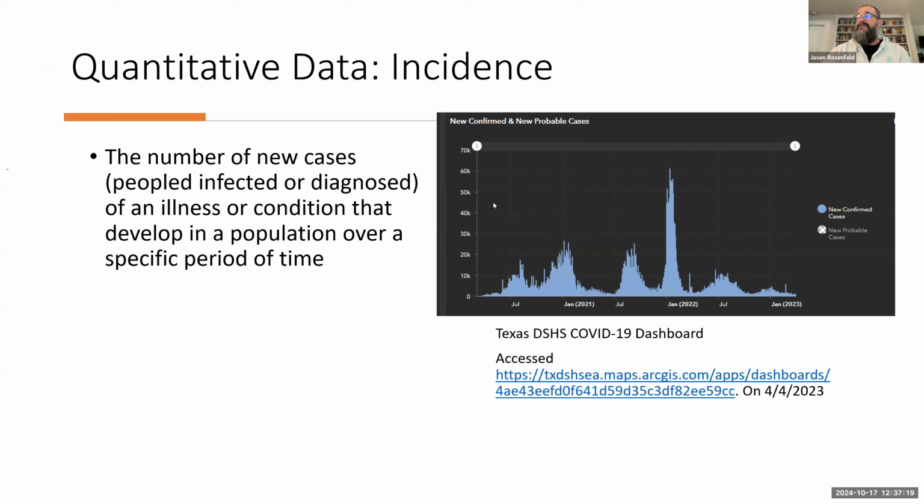So in the bar graph or in the line graph over here, this is the type of graph where you're going to see incidence. You can see COVID cases in the state of Texas from the very beginning of the pandemic all the way until January of 2023. Okay, so how is the incidence helpful? What does this help us understand? What can we learn from the incidence data and the graph that you see here?